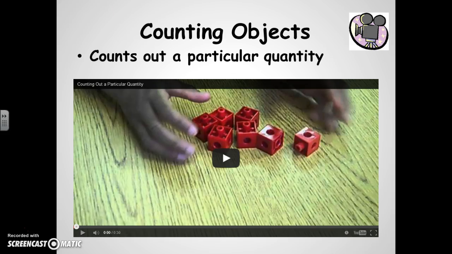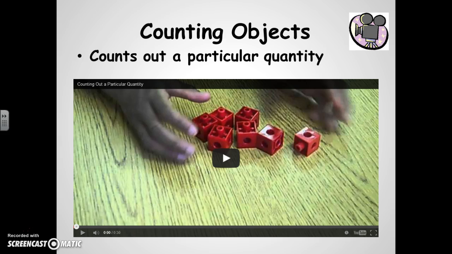Counting out a particular quantity is an entirely different process of counting than counting a given group of objects. There are two types of situations that require students to count out a number of items. One is when someone asks them to get a specific number of items. For example, would you grab 7 tiles? Another is when you have the student determine the number themselves in order to get enough for everyone. For example, would you get enough tiles for everyone in your group?